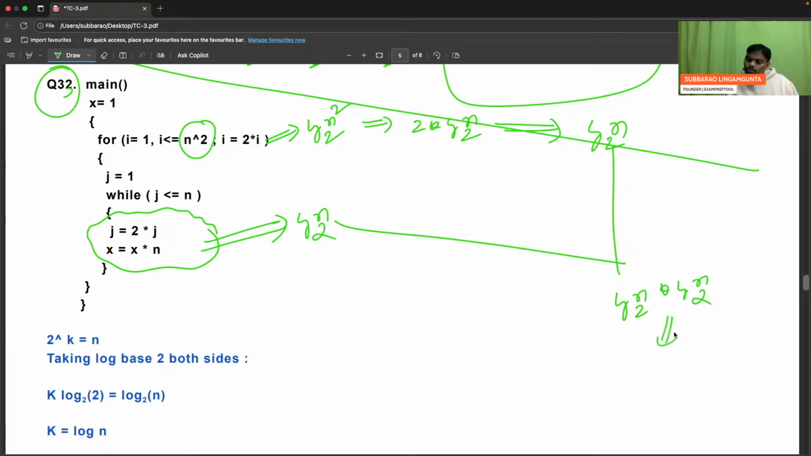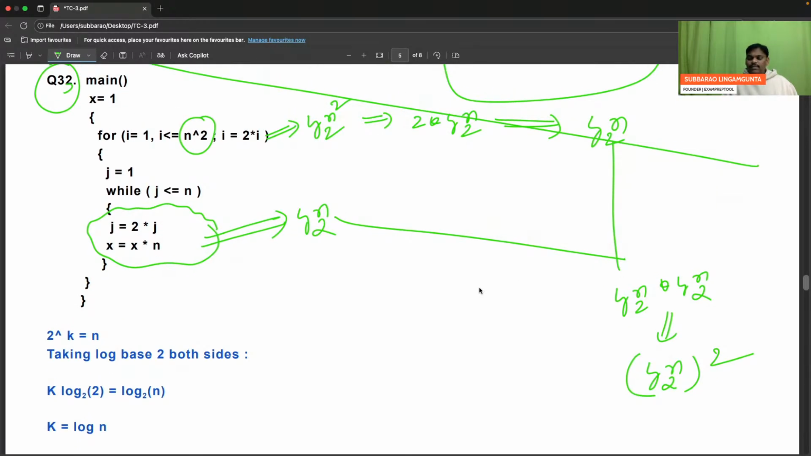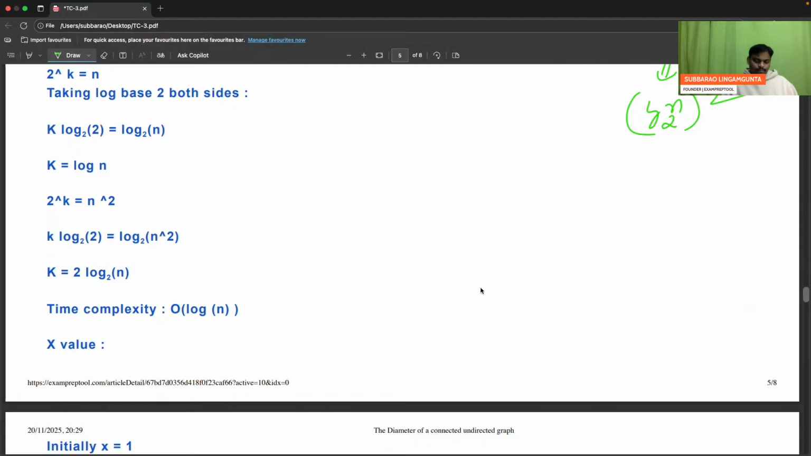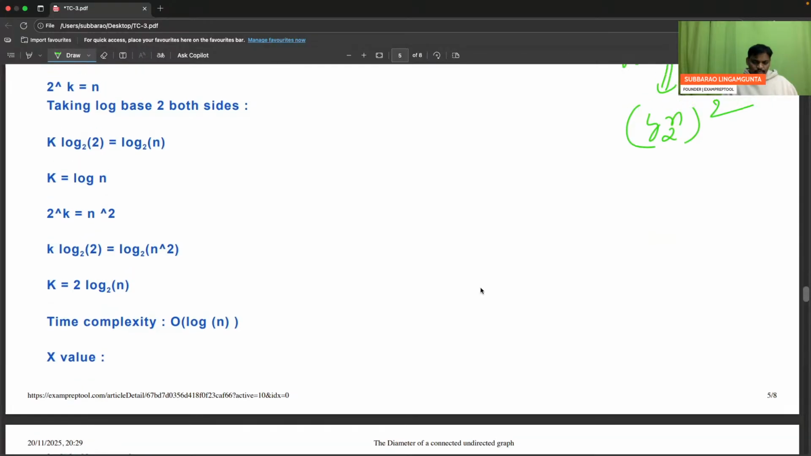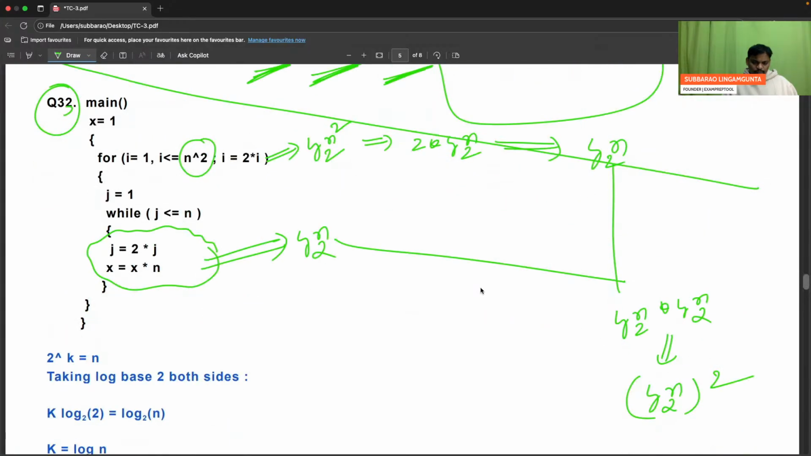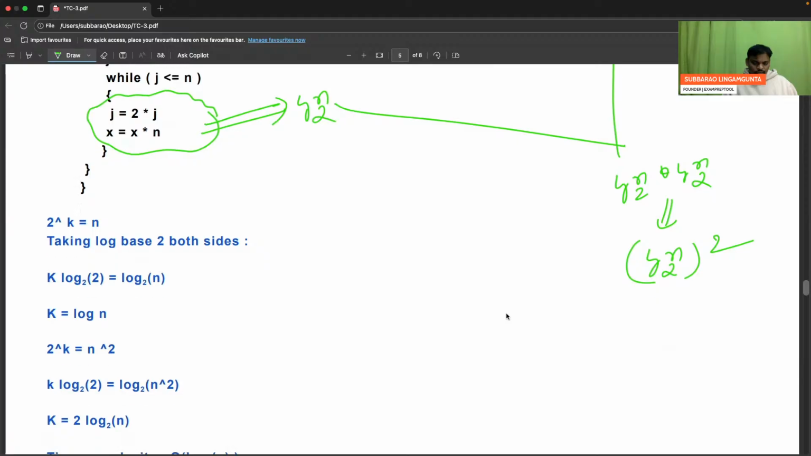So it goes to log n base 2 whole square. Question number 33, the answer is log n base 2 whole square. Observe clearly. The answer is, I think, the same. Time complexity. So let's check here, question number 33. Two inner loops. The outer one is log n base 2, the inner one also log n base 2.